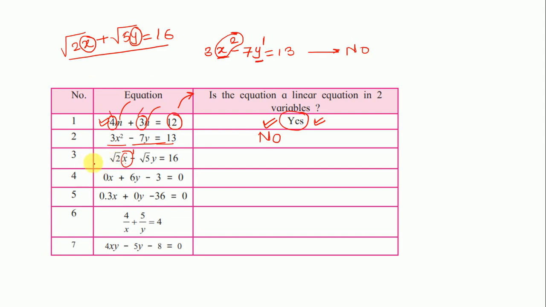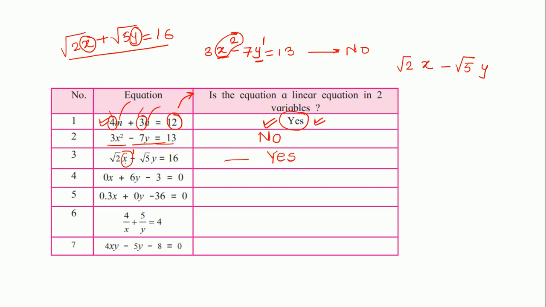But you can see the equation is given like this: under root 2 is separate and x, minus or plus under root 5 is separate and y. So this is a linear equation. The comment will be yes, because the power of the variables is 1, the degree is 1, and a, b, c are constants and real numbers, and the values of a and b are not equal to 0 at the same time. So it satisfies all the conditions. That's why this equation is a linear equation in two variables.